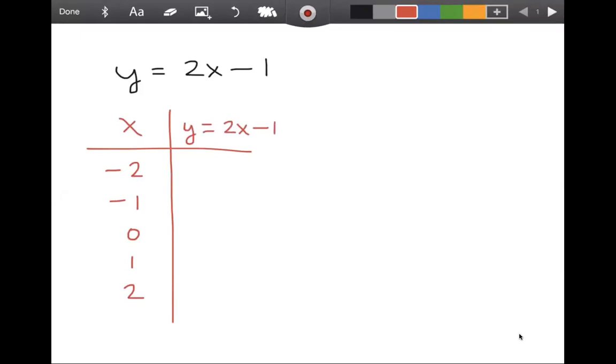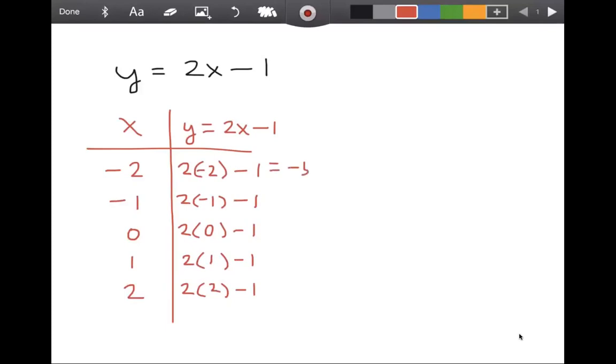So what you'll see me do sometimes is just write 2 blank minus 1, 2 blank minus 1. I write the equation without the x, and I guess technically without the y, because I'm about to figure out what y is for each of these. All right, here we go. So 2 times -2 is -4. -4 minus 1 is -5.